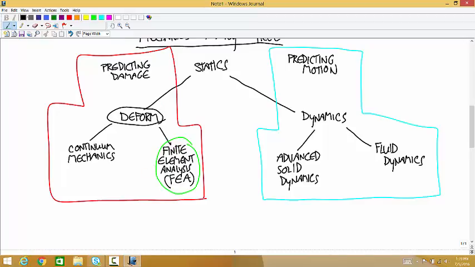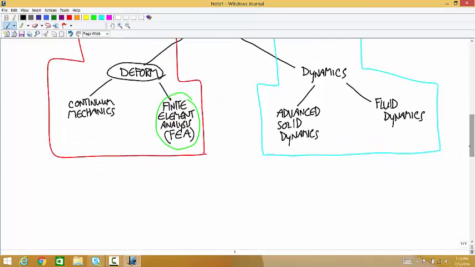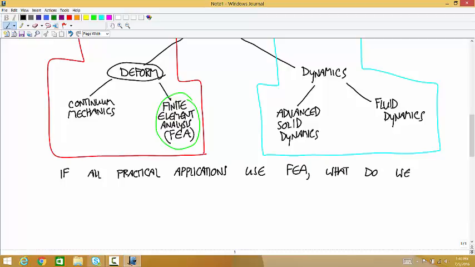It's a shame because people who are really good at math are cool, you know. So this is a question that might jump to mind when you hear that. If all practical applications use finite elements, use FEA, what do we want to get out of deform?